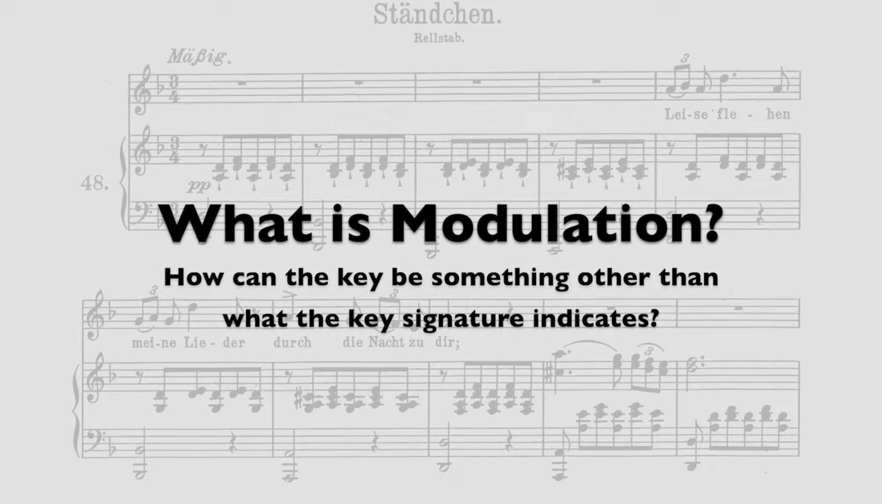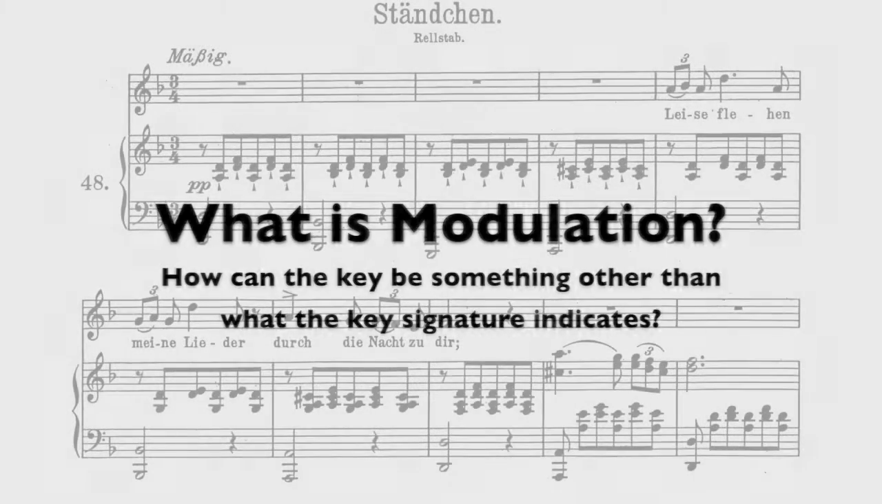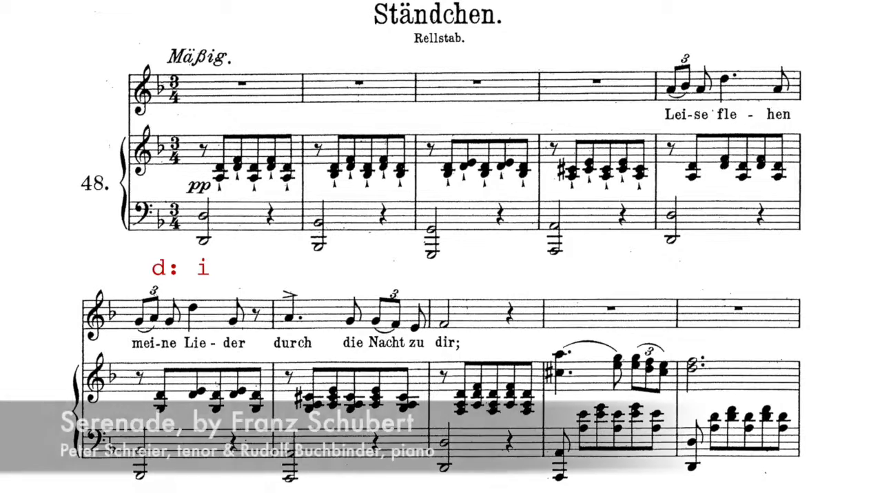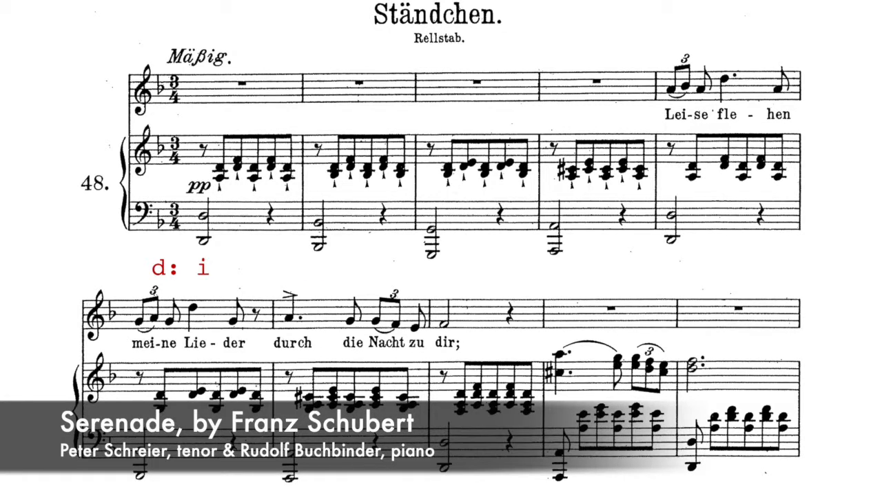Let's analyze this serenade from Schubert's Schwanengesang. The first thing I do, of course, is look for the key. I see that there's a flat in the key signature, which either means F major or D minor. Right away in the fourth bar, I see a C sharp, which indicates to me that I'm probably in D minor.